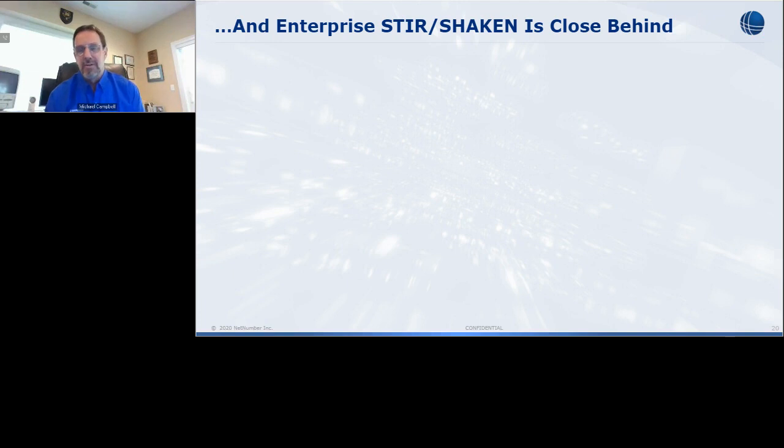What this means, however, is that enterprise calls will not be presented with a green check mark, and so their call answer rates are going to go down. It's not a level playing field anymore. If I'm an enterprise trying to reach my customers, I'm not going to be nearly as successful after June 30th. Now, Enterprise STIR/SHAKEN tries to close that gap.